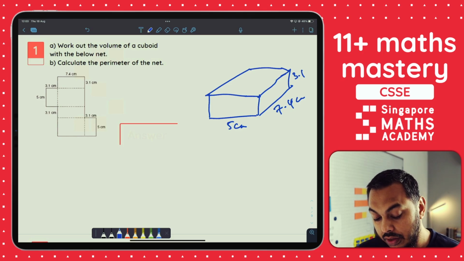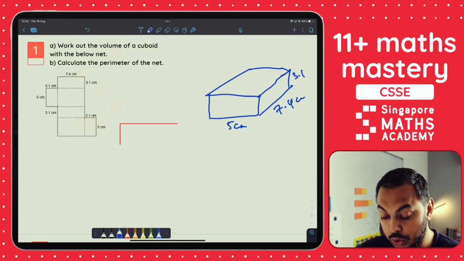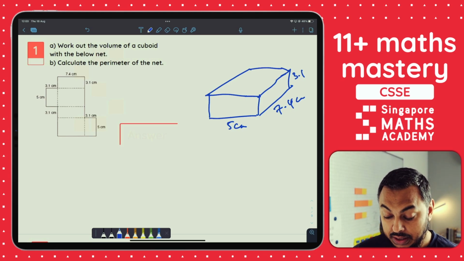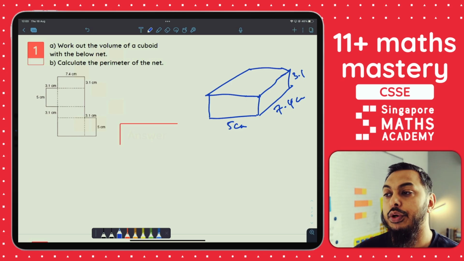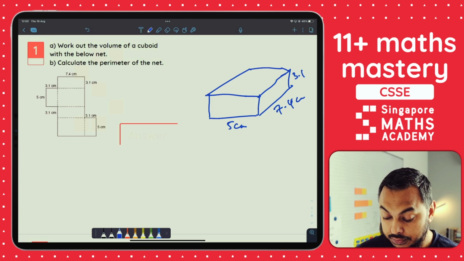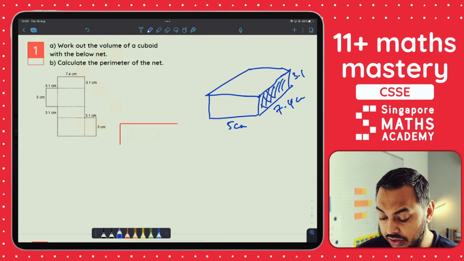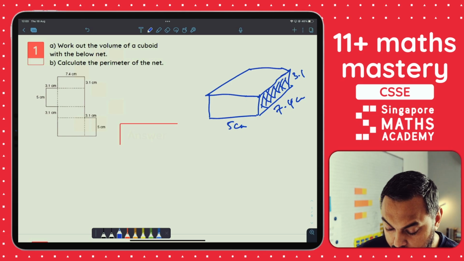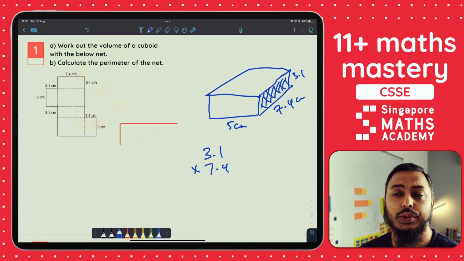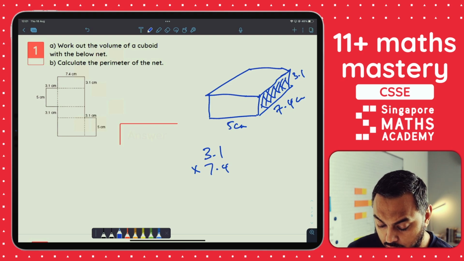And so with that in mind, I'm going to try to work out the surface area. I think it was, no, it says the volume, excuse me, the volume of this cuboid, right? And so in order for me to work out the volume, I'm going to work out a cross section and then multiply through. So I might start off by multiplying to work out this cross section here. 3.1 times 7.4. I could use column multiplication.